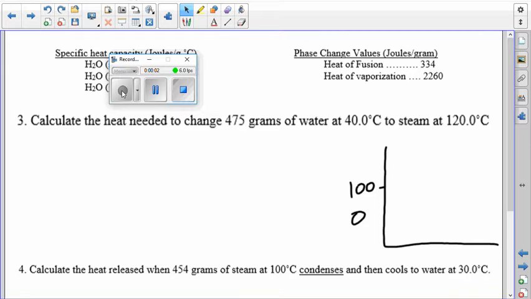Guys, would you go ahead and do problem number 3. This is on energy calculations involving phase change, practice number 2. We did a practice worksheet yesterday. This is that next page in your packet. It's just practice number 2. So we'd like you guys to work on problem number 3.